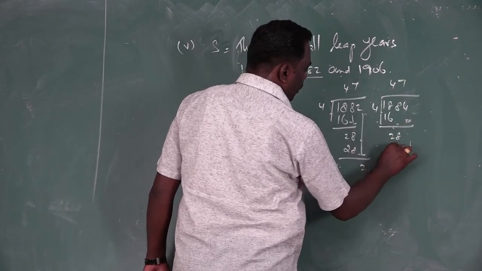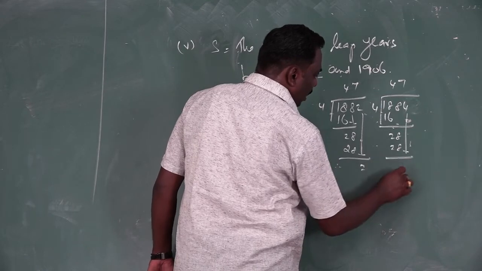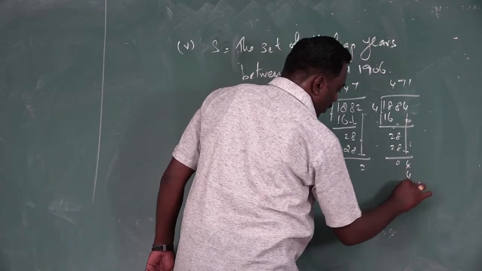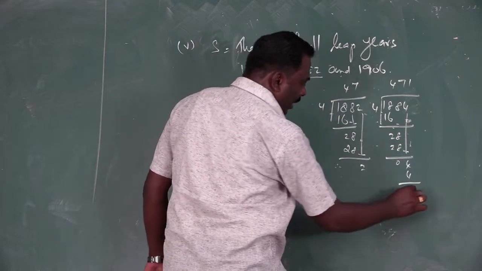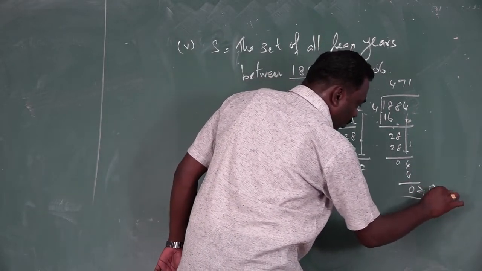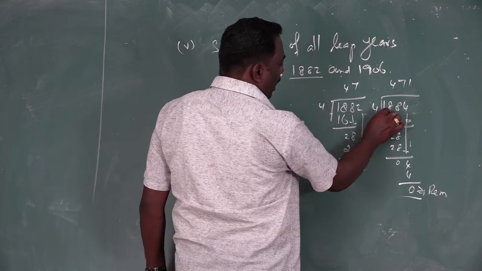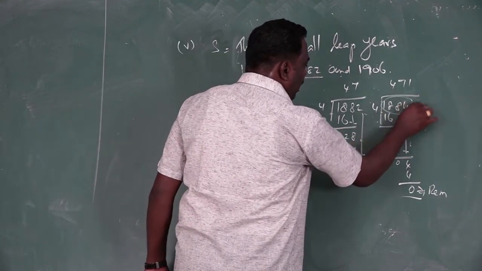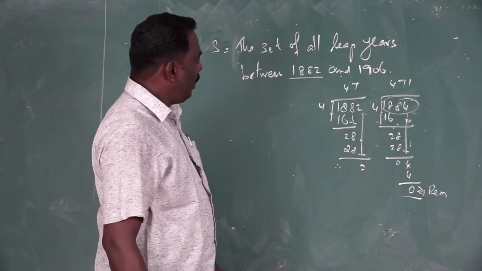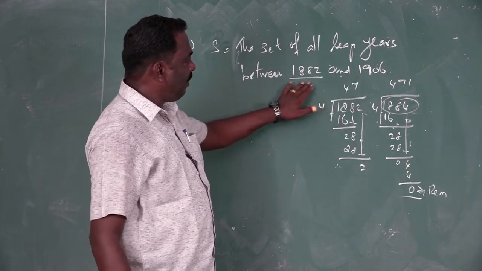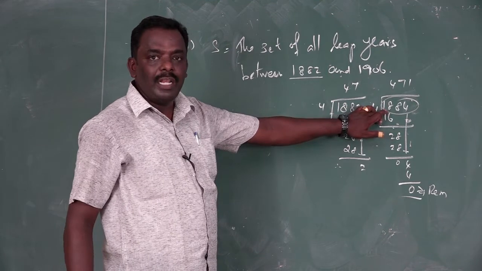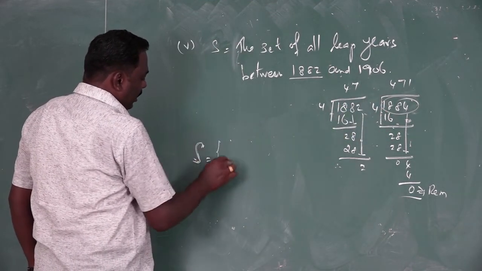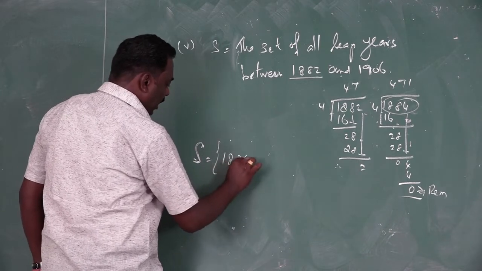And 7 times it is 28, the next number is 0, and the next number is 4. 1 time it is 4, remainder will get 0. Therefore, the remainder is 0, therefore the number 1884 is exactly divisible by 4, therefore 1884 is a leap year. So in the given interval, the first leap year is 1884. Therefore, the set contains the first leap year, 1884.